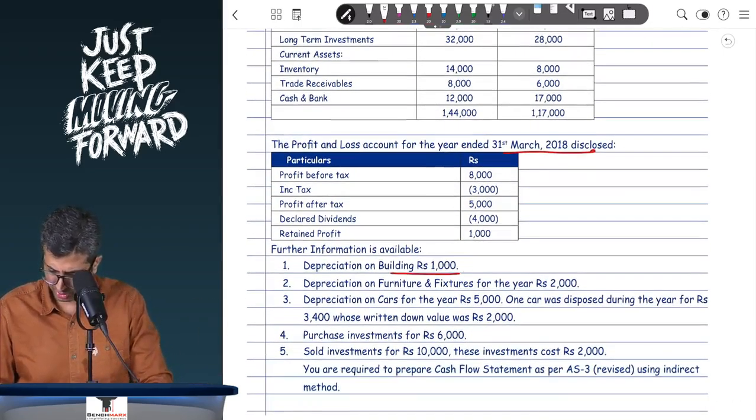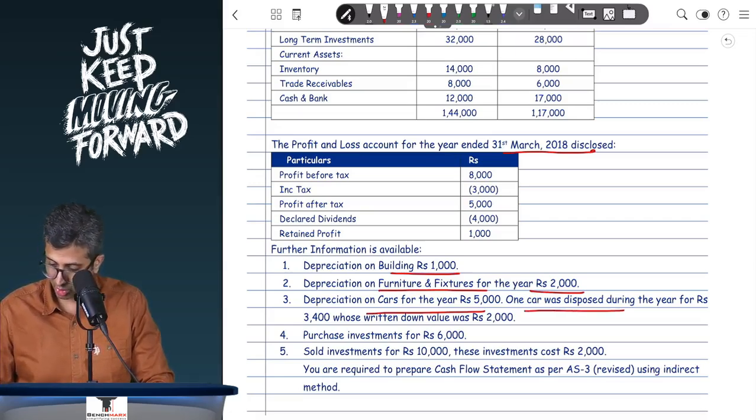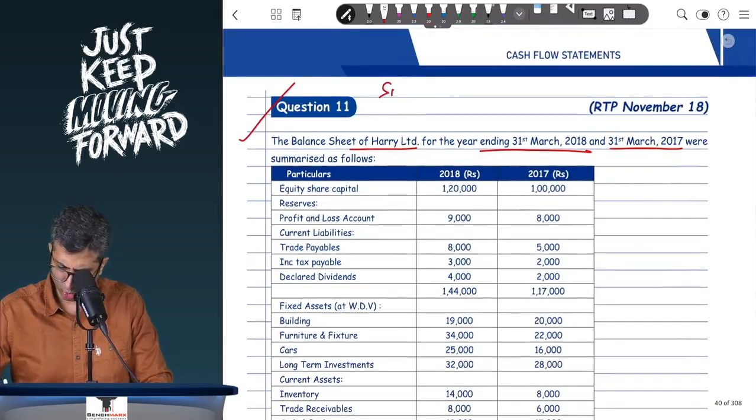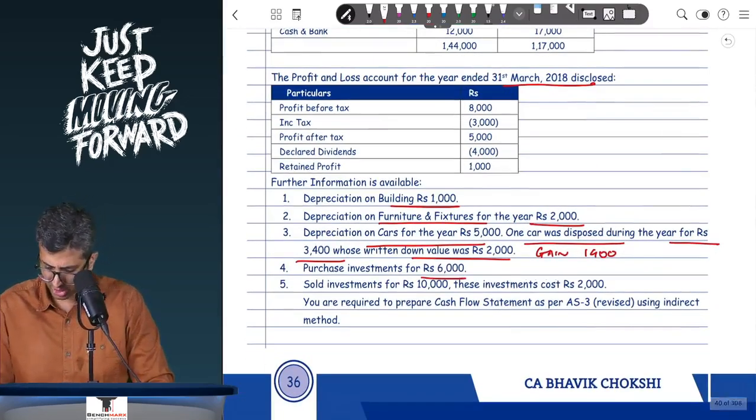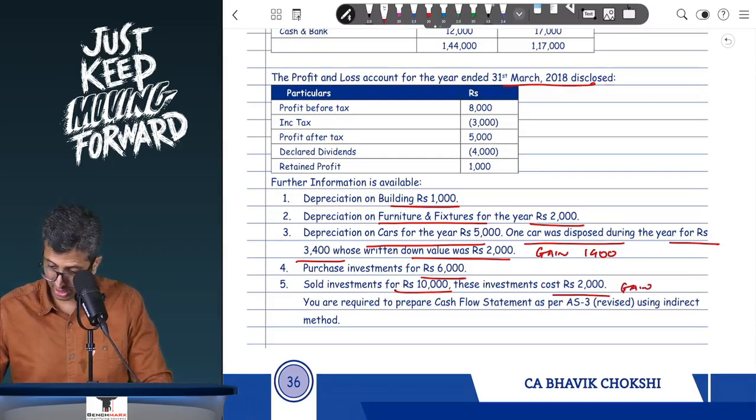Depreciation on building is 1000, furniture and fixtures 2000, and depreciation in cars 5000. So your total depreciation is 1 and 2 and 5, that is around 8000. One car was disposed of during the year for 3400, whose written down value was 2000, which means there is a gain of around 1400. This is similar to your question 6, if I am not wrong, जो आपने try किया था. Purchase investments were 6000, sold investments were 10,000, and those investments cost 2000. So there will again be a gain of around 8000.